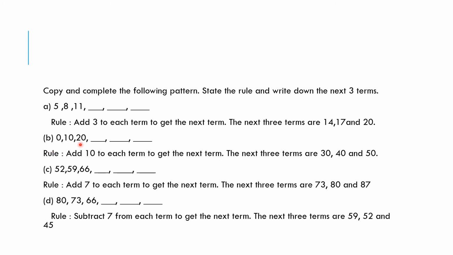Okay, the next is 0, 10, 20. Now the rule is add 10 to each term to get to the next term. The next three terms are 30, 40 and 50.